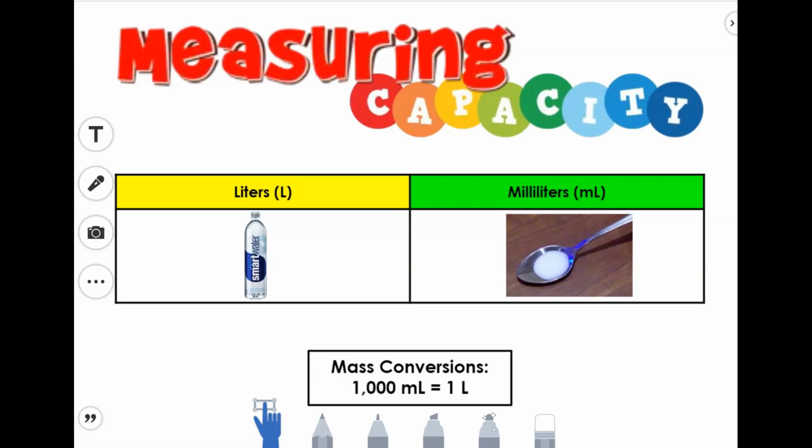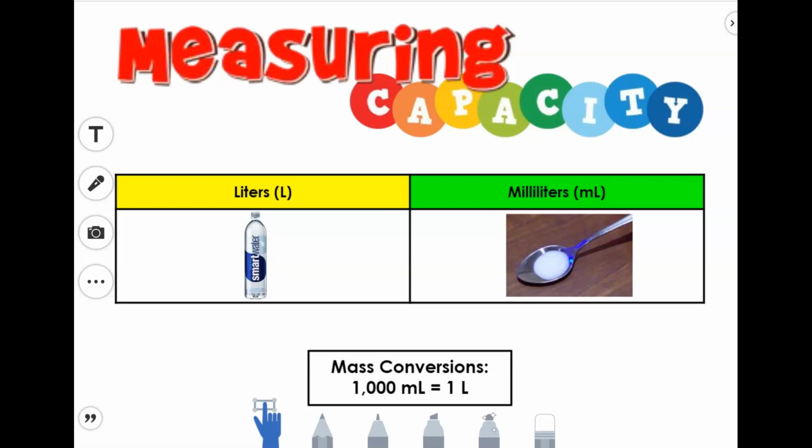If you want a visualization of what a liter of anything looks like, think of a bottle of smart water. If you want to imagine what a milliliter looks like, imagine just a few drops of liquid in a spoon. You could probably already imagine that milliliters is going to be our smaller unit. In fact, it takes 1,000 milliliters to make 1 liter. Milli is a clue that we're going to be converting in the thousands.